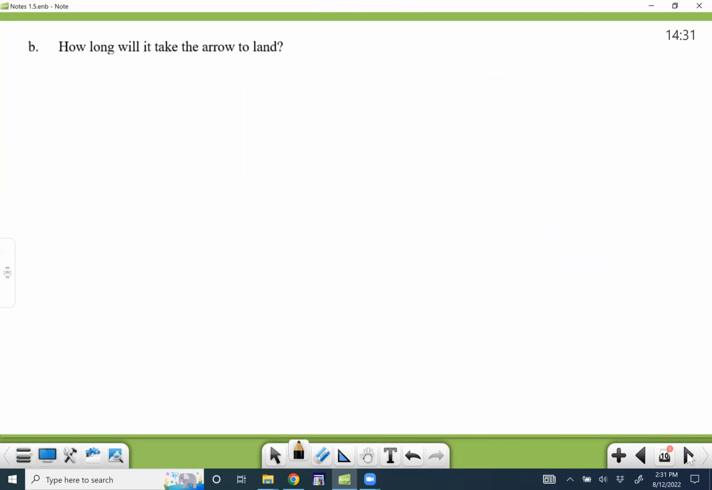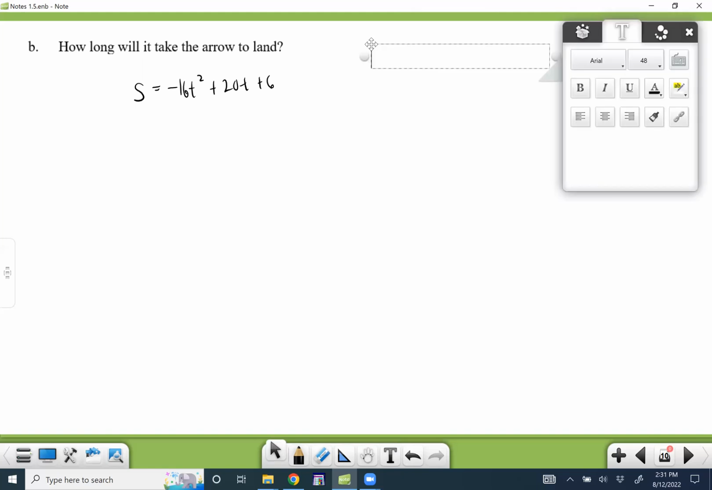All right, so part B says, well, how long will it take the arrow to land? Well, we have a model. This is the model we just wrote on the last slide. And the thing that you have to think about is how long means we're trying to find the time, okay? We want to know when the arrow lands. Well, remember, S stands for its position or height. If an arrow has landed, then it's on the ground. So that means its position or height must be 0. S stands for the position or the height.